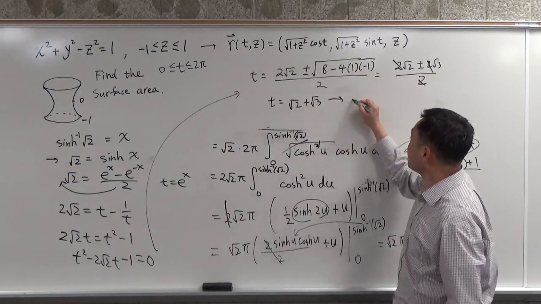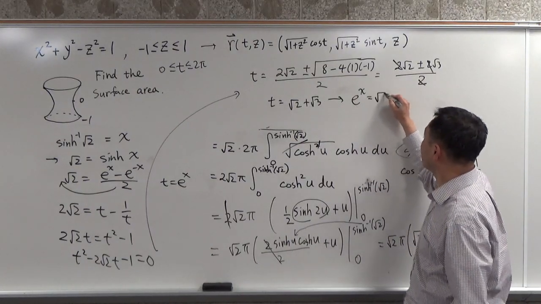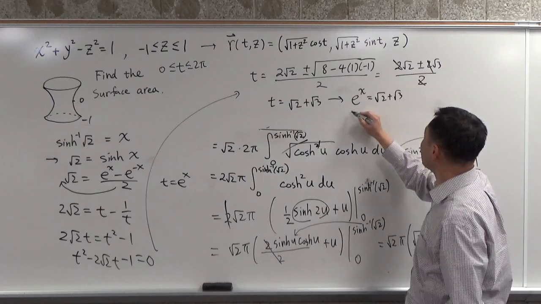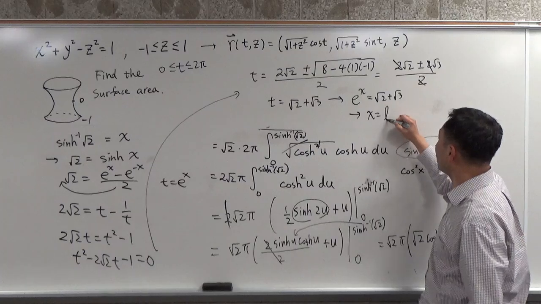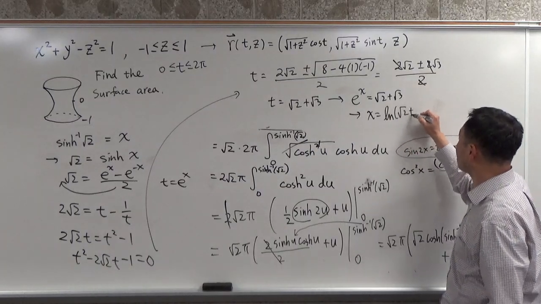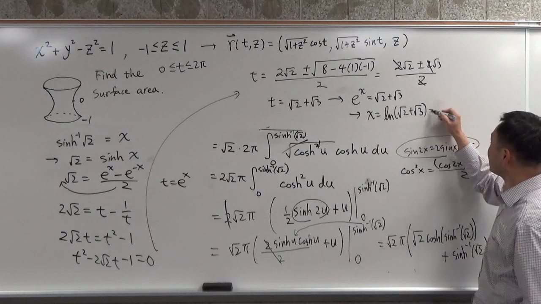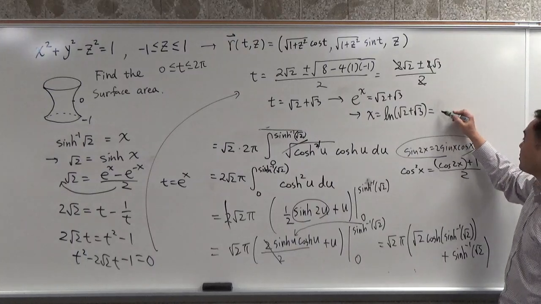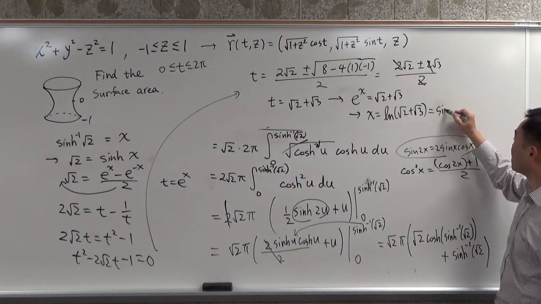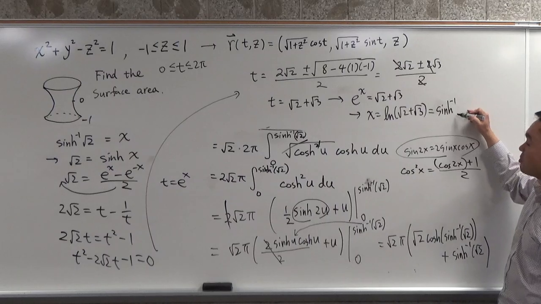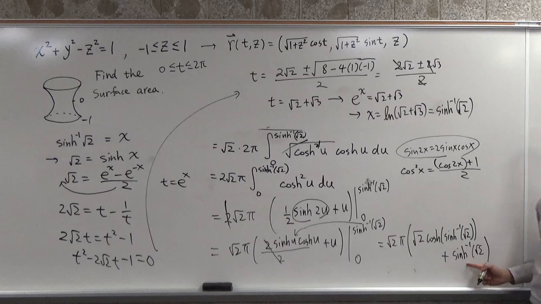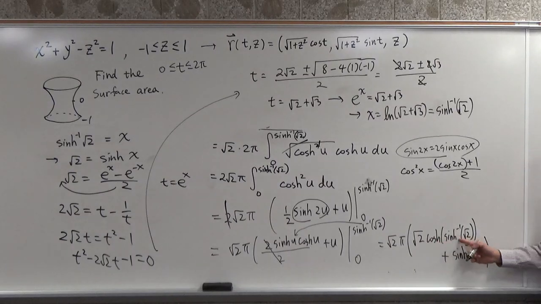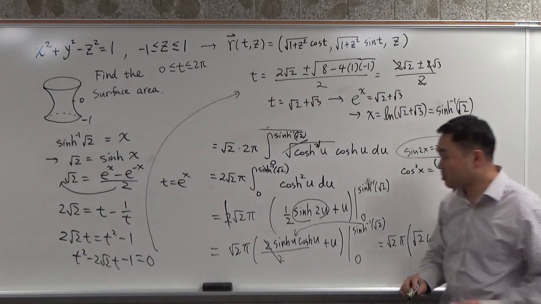And because t is e to the x, we have this nice identity that x equals ln of square root of 2 plus square root of 3. And this is really the sinh inverse of square root of 2. Okay, so we figured out the value of this part at least. But then what does it mean for cosh of sinh inverse?